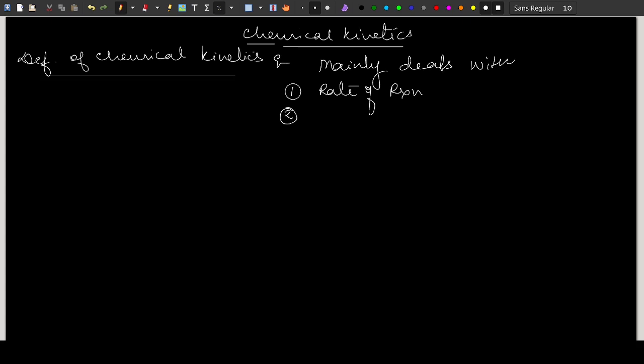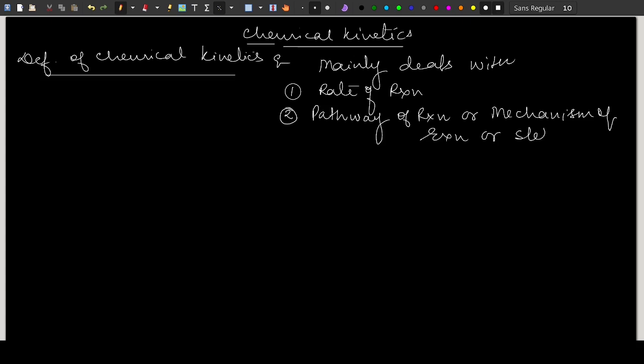Number two, pathway of reaction, or you can say mechanism of reaction, or you can say steps used in a reaction, or steps followed by a reaction.